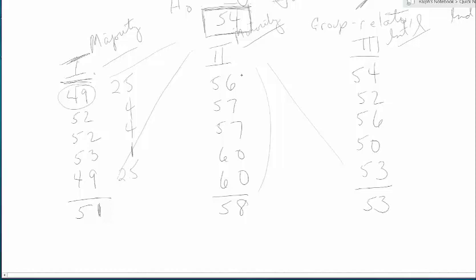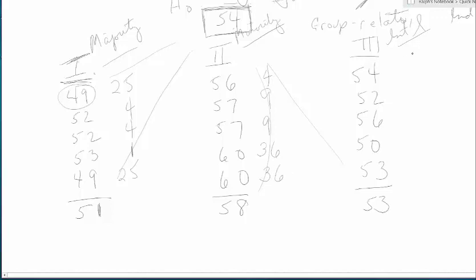The next person, first person in group 2, is 2 units away from the grand mean. Square it, you get 4. Next person is 3 units away from the grand mean. Square it, you get 9. Likewise with the next person. The next person is 6 units away from the grand mean. Square the 6, you get 36. The next person is the same. Square it, you get 36.